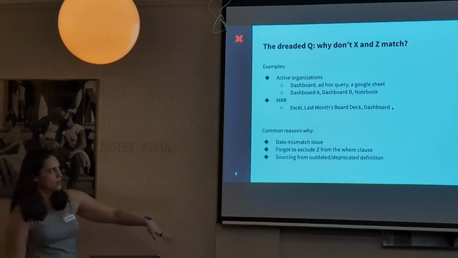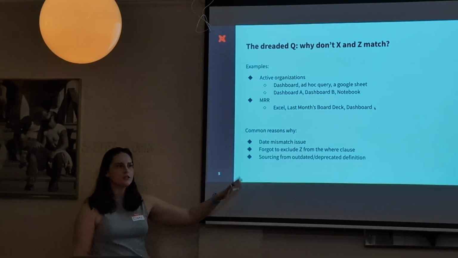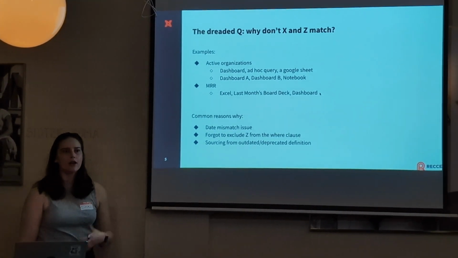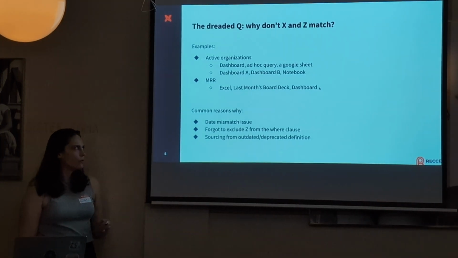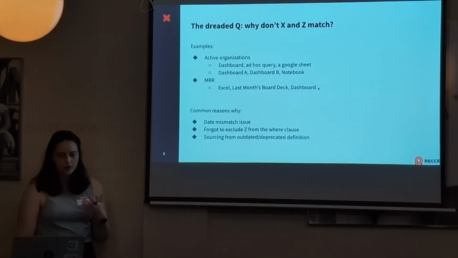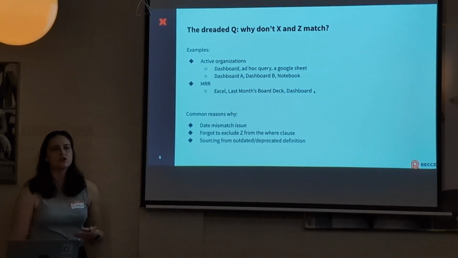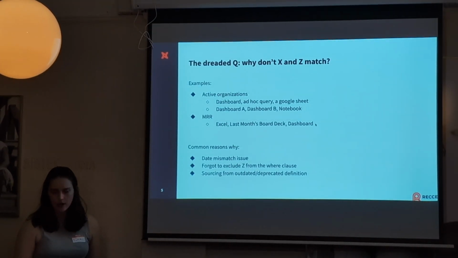We forgot to include some variable Z from the where clause, typically some type of filter, right? Maybe they're not filtering out active, they're not filtering out whatever it is your company cares about. Or they're sourcing from outdated or deprecated definitions, right? Especially in some of these board decks for your reporting KPIs.